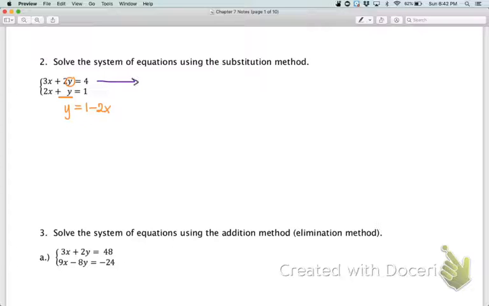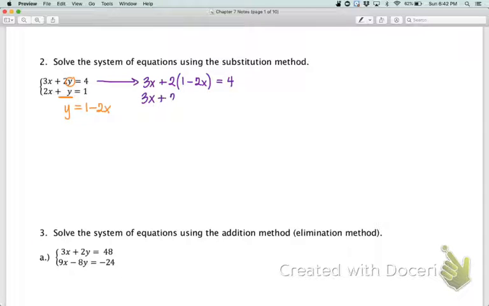I'm going to take this top equation, and 3x is going to stay the same, plus 2 times, instead of y, I'm going to make the substitution of 1 minus 2x. And that still is equal to 4. Now you can see that I have an equation that only has x's in it, which means that we can go ahead and solve.